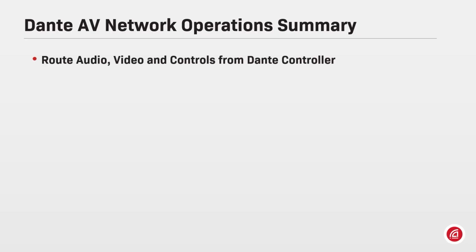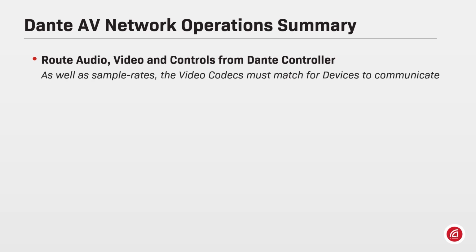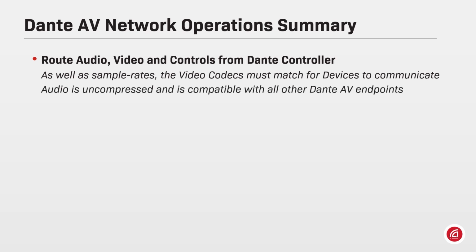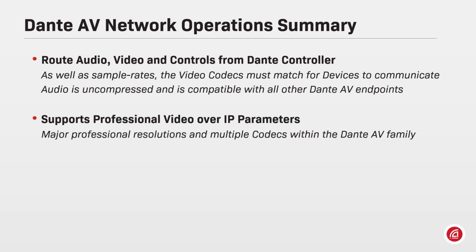The key takeaways of this chapter are that with Dante AV, it is possible to route audio, video, and control channels using Dante Controller, as well as sample rates; the video codecs must match for devices to communicate. Audio remains uncompressed and is compatible with all other Dante AV endpoints. Dante AV supports all professional video over IP parameters, including multiple codecs within the Dante AV family. It is possible to multicast Dante AV video flows, however, IGMP is required, particularly when using professional high-quality codecs.